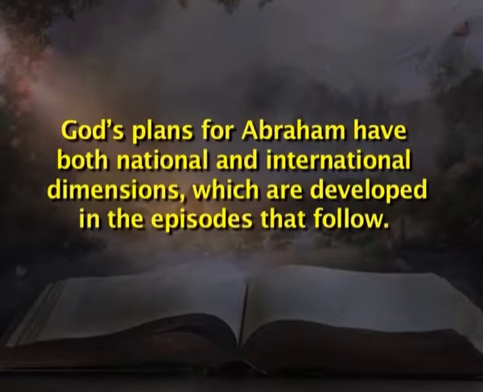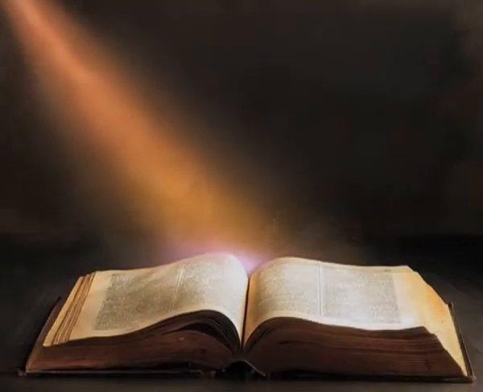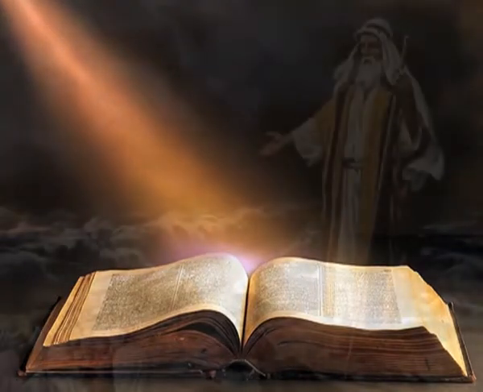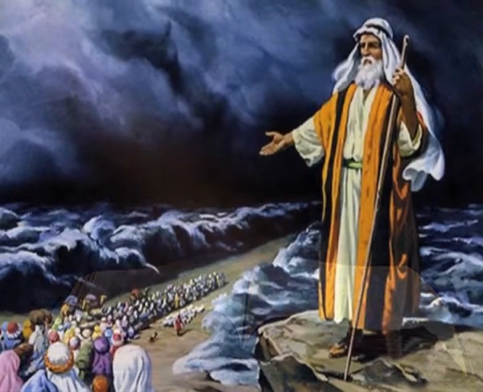After many generations, there is a divine speech that suddenly and unexpectedly introduces this section. This sets the agenda not only for Abraham, but also for his descendants. Here, the narrator shows that God's plan for Abraham has both national and international dimensions, which are developed in the episodes that follow. Here again, as pointed out in part 1 of Genesis, Moses wants the Israelites to know the intervention of God in human lives.